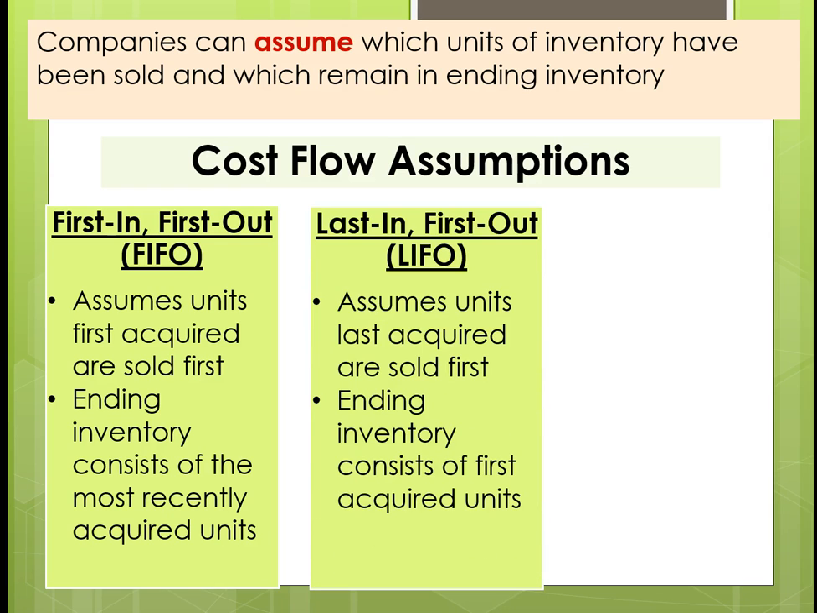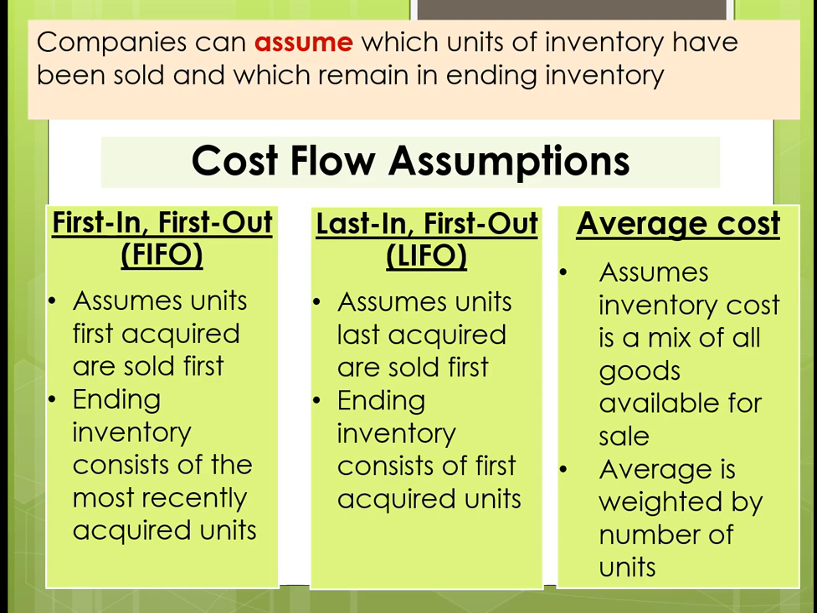LIFO, which is last in, first out, assumes the opposite. It assumes units last acquired are sold first. Ending inventory consists of first acquired units. Now I want you to know, under the international standard, LIFO is not acceptable. So remember that, because you could have a question like that on a quiz or a test. Under the international standard, LIFO is not acceptable. It's only acceptable in the United States. Now, average cost assumes inventory cost is a mix of goods available for sale, and the average is weighted by the number of units.